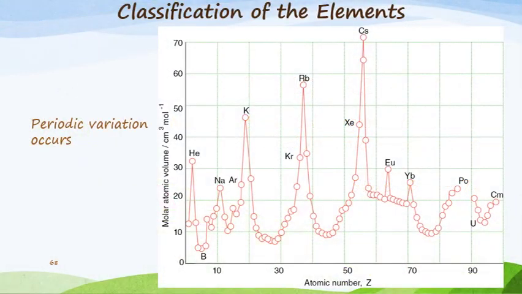This is the last part of Unit 1. It mainly focuses on periodic trends. And what you see here is if we classify the elements, there is some variation in the periodic table with regards to the molar atomic volume versus the atomic number.